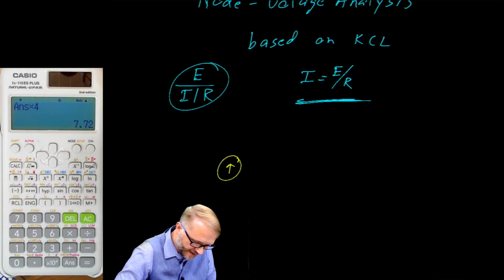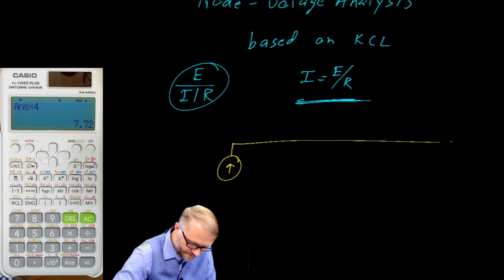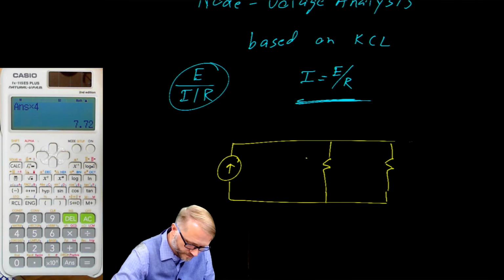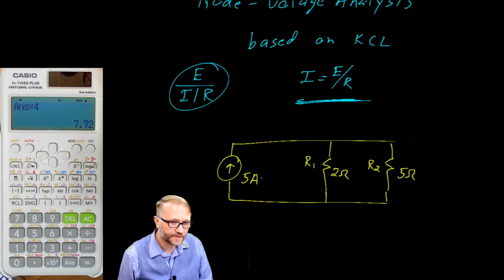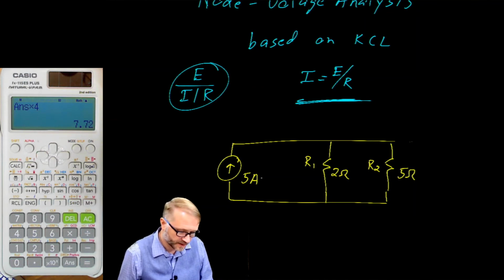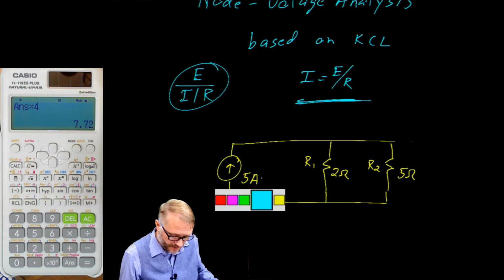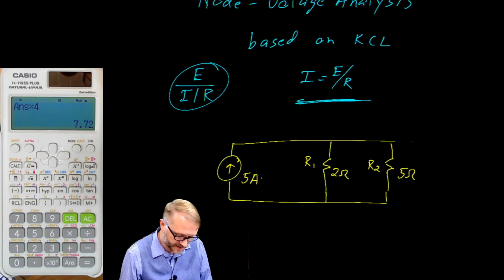So you have 5 amps and you have 2 resistors. For this example, we need to find the voltage that appears across each resistor. Now, we could certainly do this with the tools we have, but we're going to use something called node analysis.